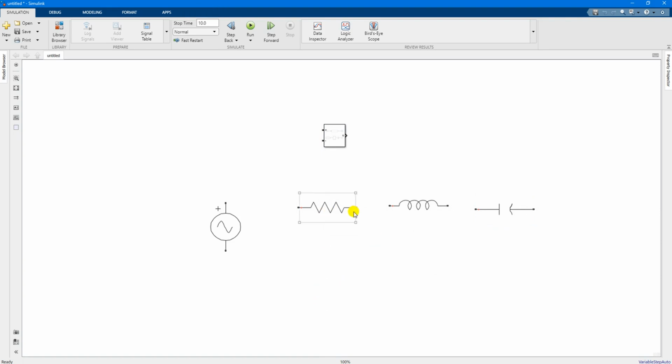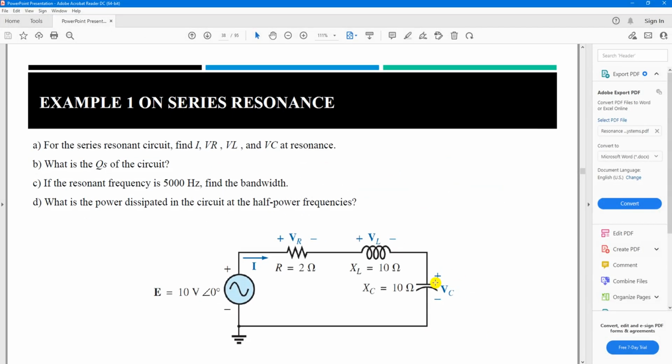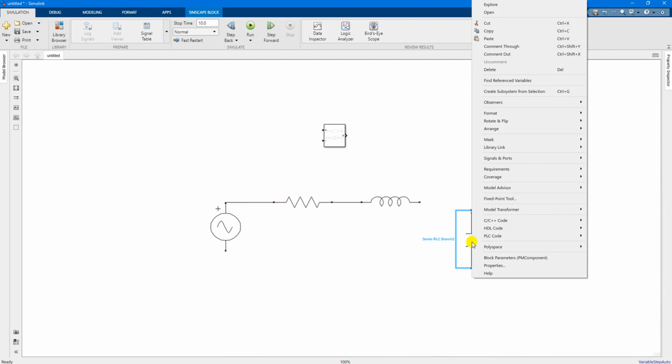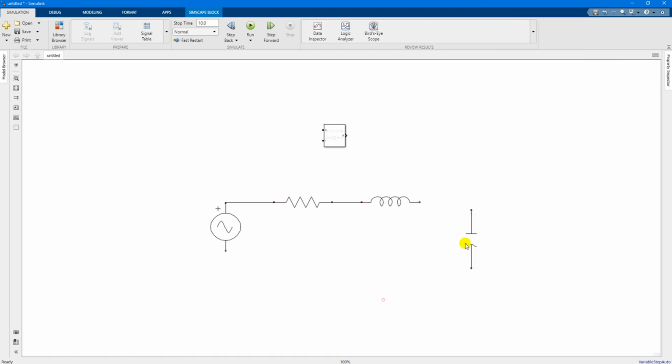Now connect the resistor here, connect the inductor here, and the capacitor. We can rotate it with Control R, or right click and rotate and flip from here. Both of them are the same. So we connect this one here, connect this one here, and so on.